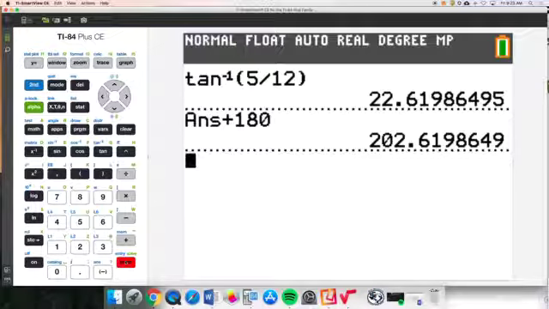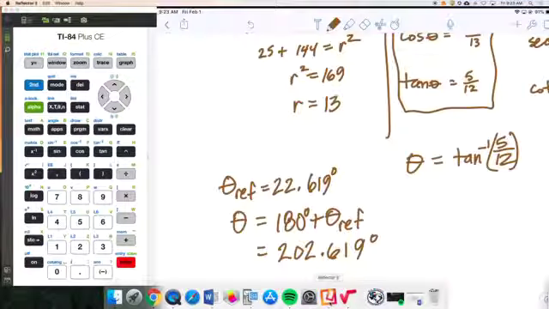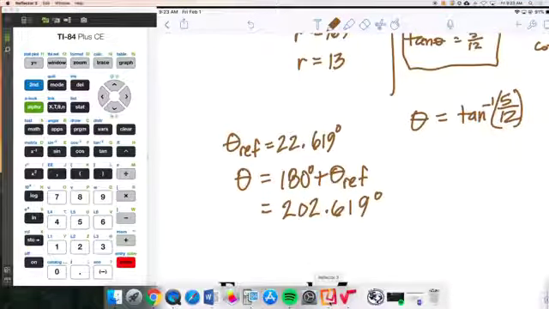So there it is, 202.619. We always report 3 decimals. And we'll just report decimal degrees, not DMS here. Okay, and so you write it down, and there's the answer. There's the angle. We got the reference angle, which we found first this time, and then the angle we want, which we labeled theta. Let me just bring theta down again.